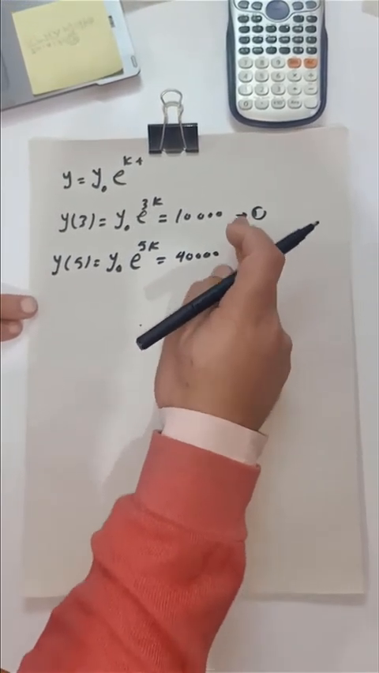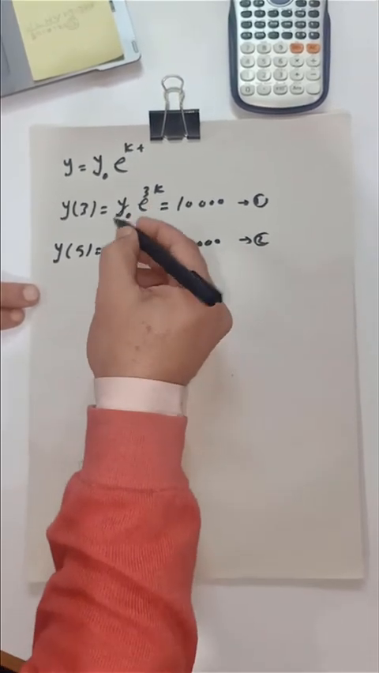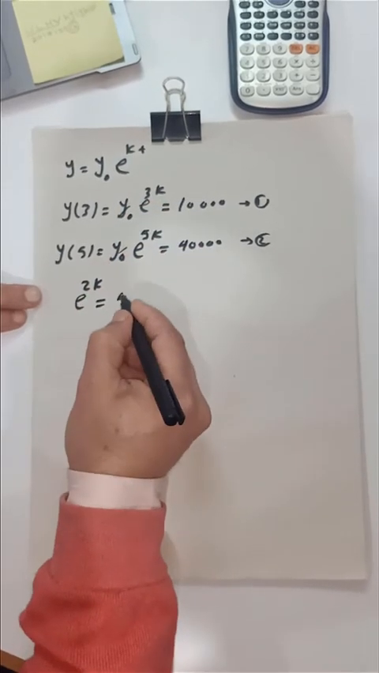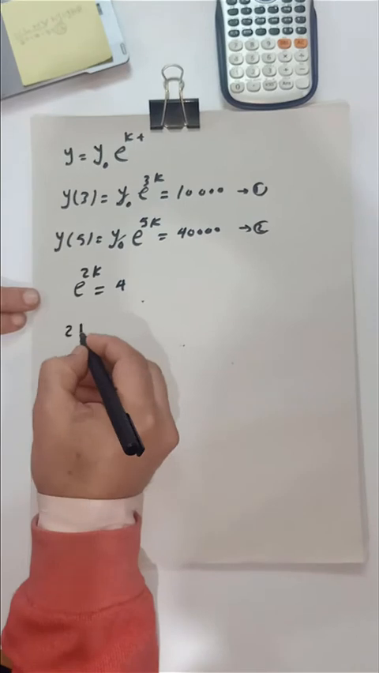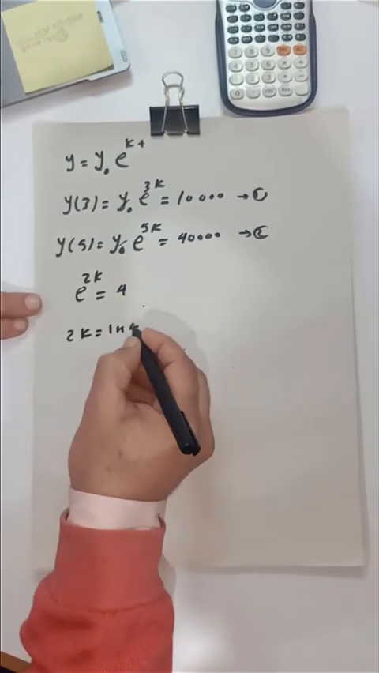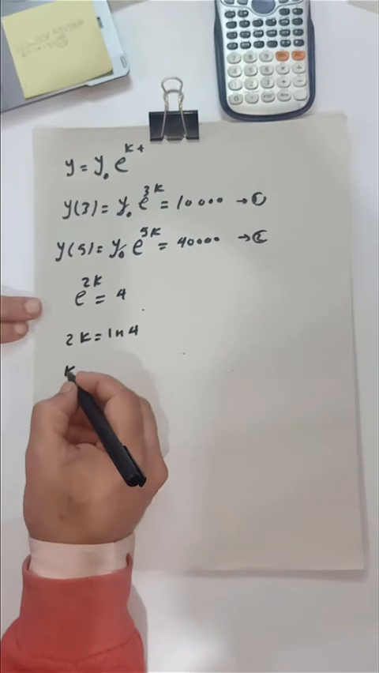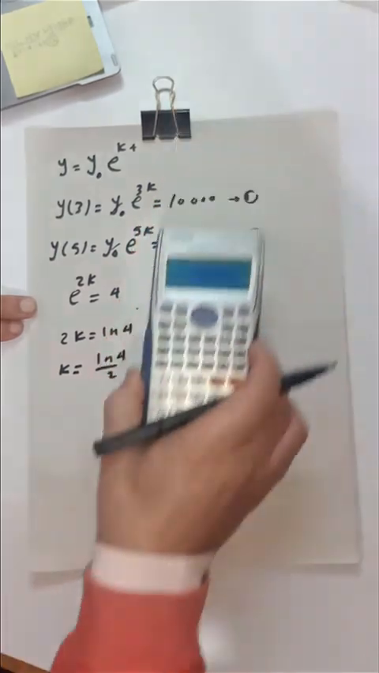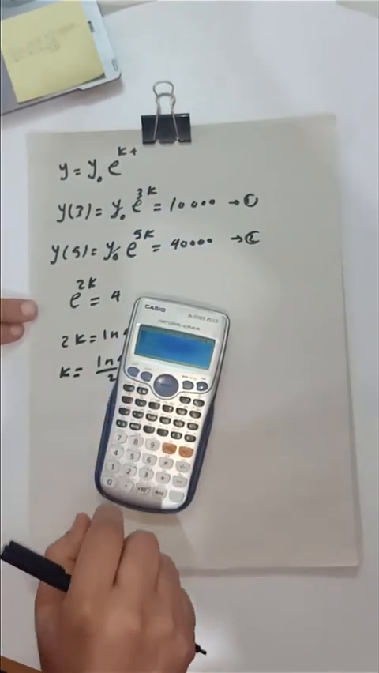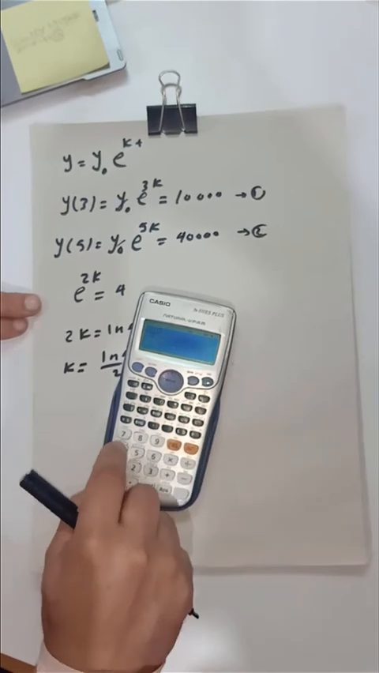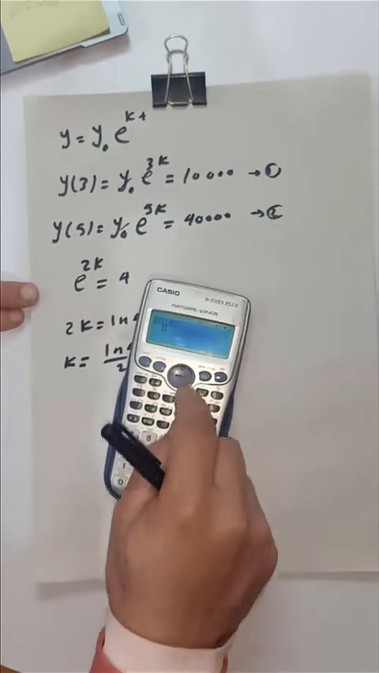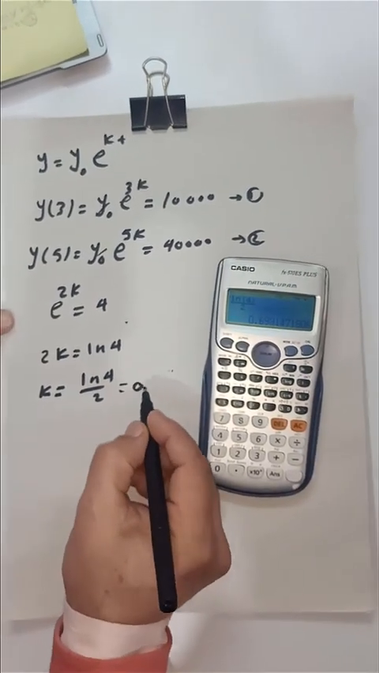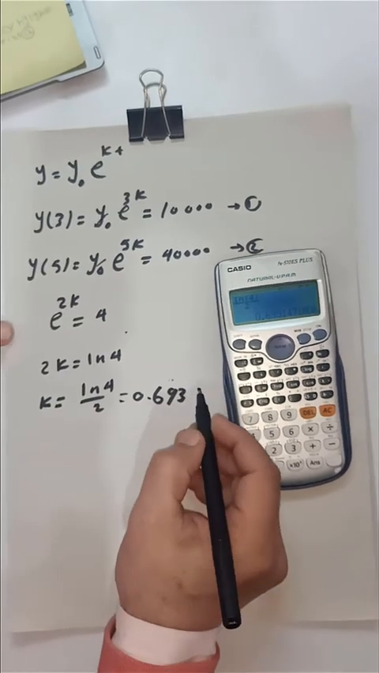If we divide 2 by 1, we get e power 2k equals 4. So 2k equals ln 4, and k equals ln 4 over 2. Ln 4 divided by 2 equals 0.69314.